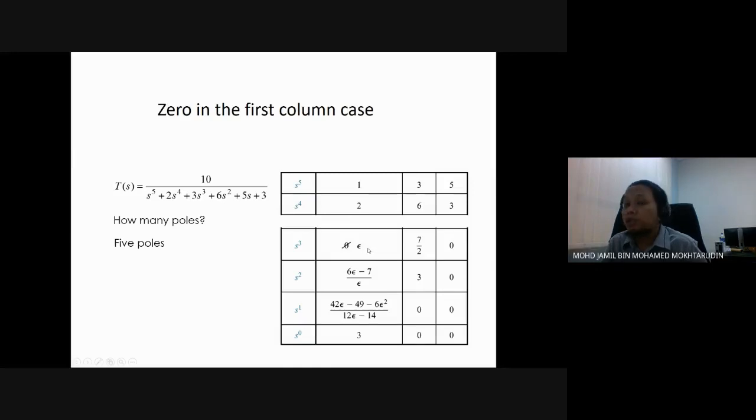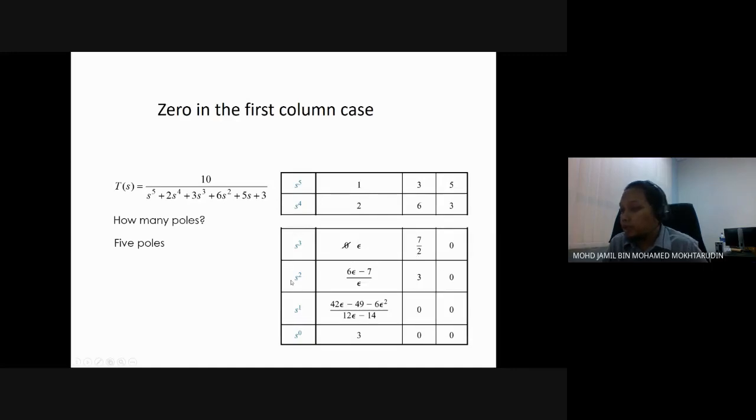And then we continue calculating our table. Okay, so here we put epsilon. And then here you calculate from the determinant above: 1, 2, 5, and 3 divided by 2. And then 0 here is from 1, 0, 2, 0 divided by 2. Okay, so you just continue as usual.